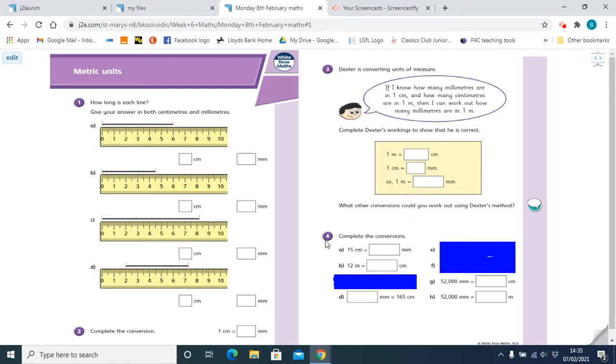In question number 4, you need to convert centimeters into millimeters first. So use the same conversion. 1 centimeter equals 10 millimeters. Then 1 meter equals 100 centimeters in order to work out these questions.